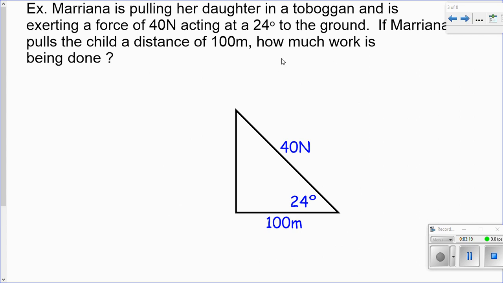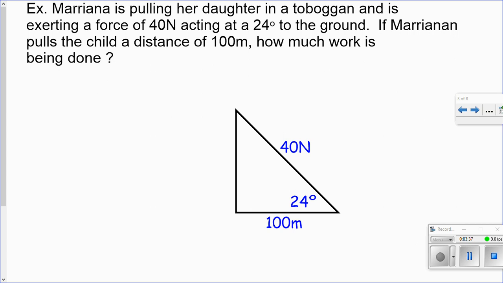There'll be some changes to it, maybe a different way to look at it, and this is the next example. Marianne is pulling her daughter on a toboggan. She's exerting a force of 40 newtons, acting at 24 degrees to the ground. Marianne pulls the child a distance of 100 meters. How much work is being done?